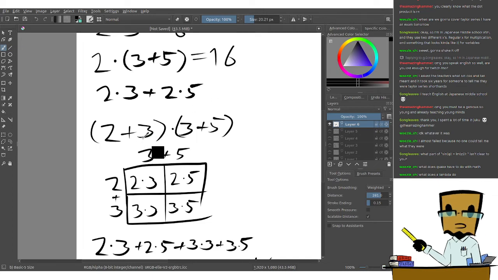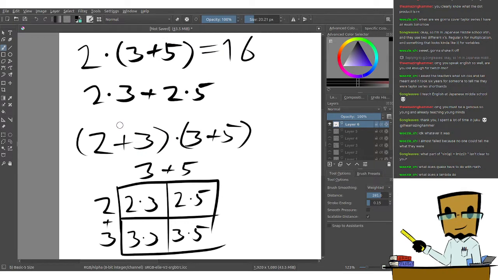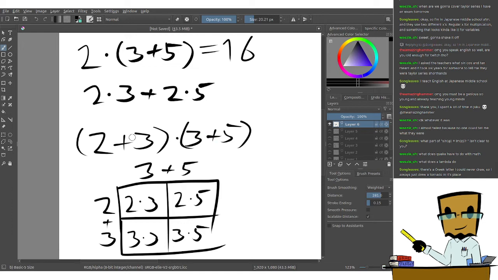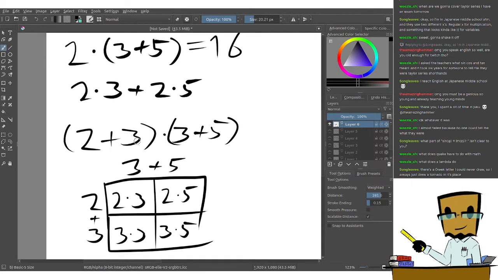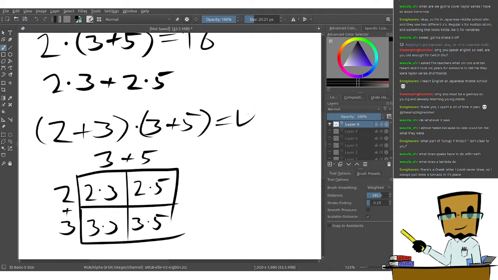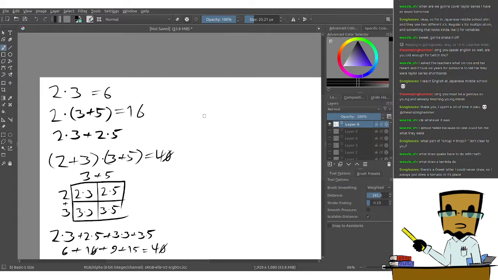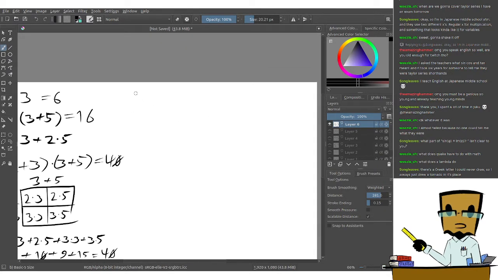The easier way to do it is we could have just simplified it. So 6 times 8. I mean, wait, no, that's a 5. 2 plus 3, 2 plus 3 equals 5. 5 times 8 is 40. However, I showed that example off because it's going to be useful in one moment. Because now, we're going back to algebra, baby.